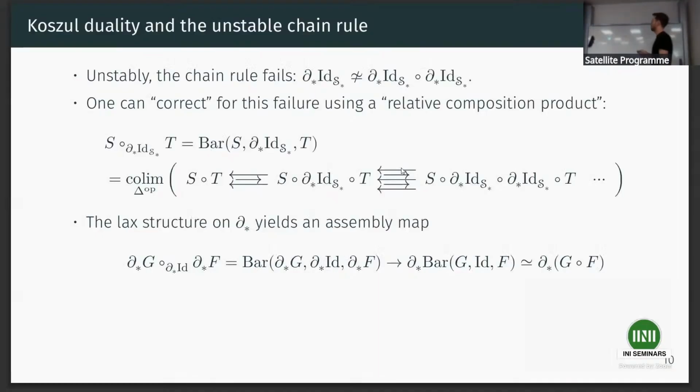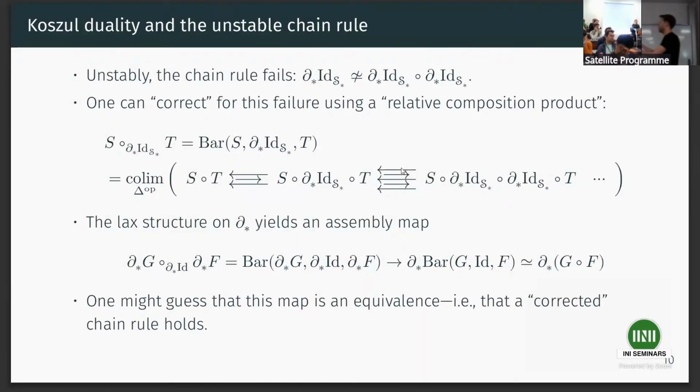So one might hope that we get some kind of corrected chain rule, where you get a map like this essentially from the lex structure. By definition, this relative composition product is the bar construction. Now the lex structure on these derivatives allows us to put them outside, together with the fact that bar is a colimit. And then, what is the bar construction when you put the identity in the middle? It's just the actual composition. So you get a map like this. So the next best guess would be that this map is an equivalence.